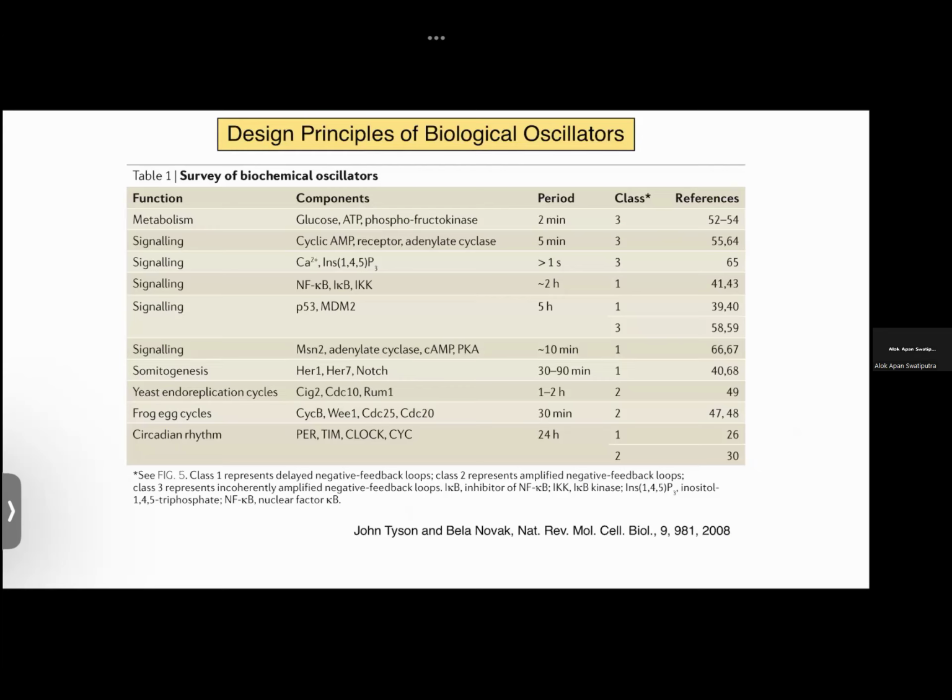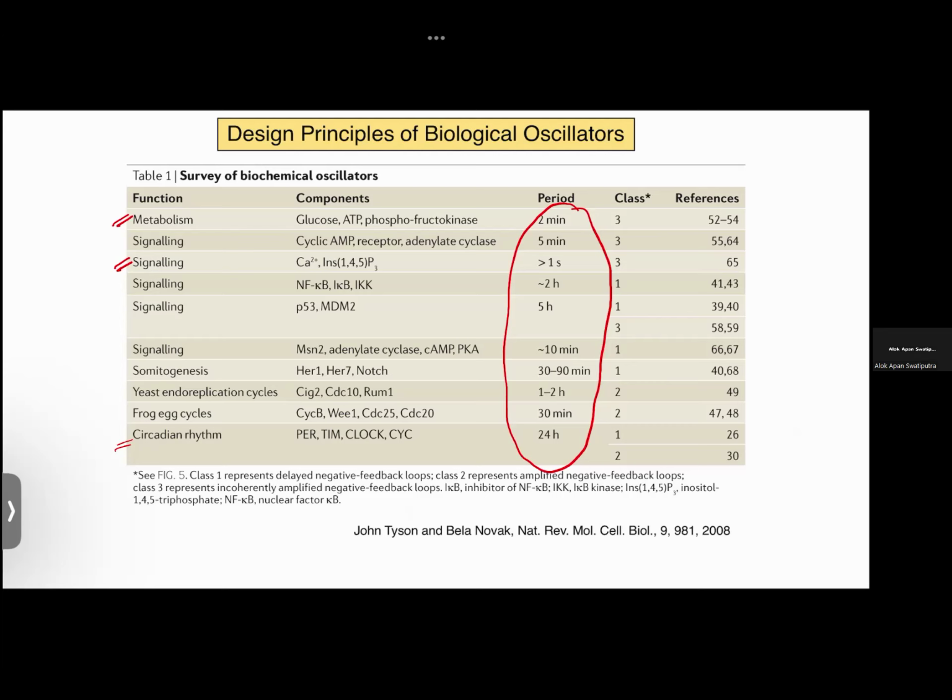If we follow some example, for example, I mentioned the circadian rhythm. It is controlled by certain genes called per and clock. Names are not important, but they have to oscillate, right? Because that's how a clock operates. You have to oscillate with a certain time period. There are certain signaling systems, such as calcium signaling. You have metabolic systems which oscillate. And you see there is a wide variety of the time periods with which they oscillate.